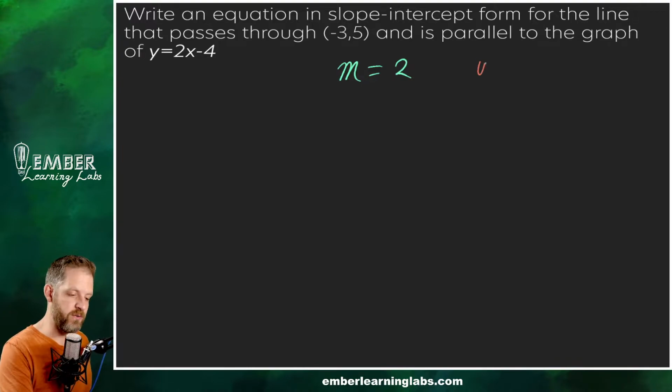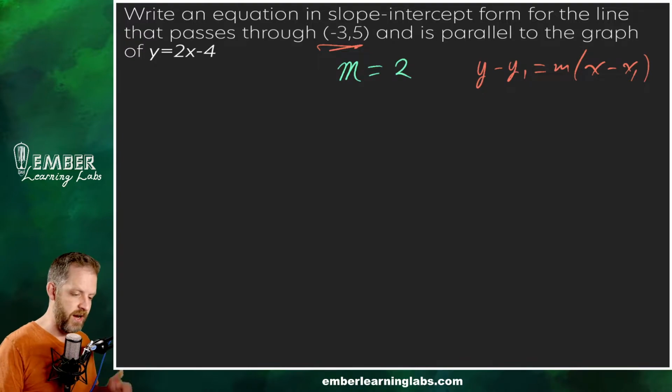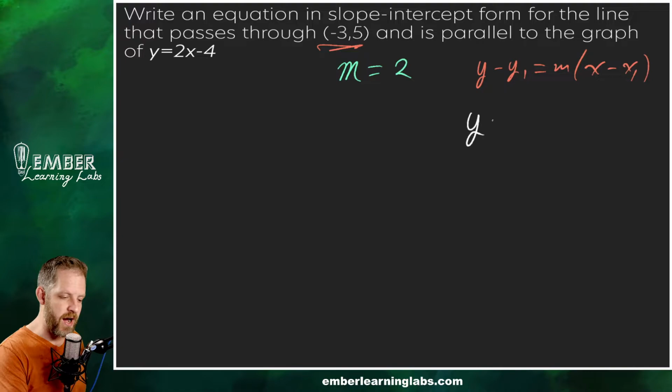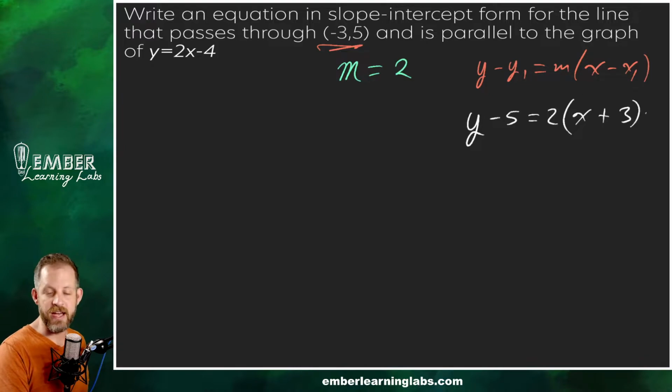Point-slope form was y minus y1 equals m times x minus x1, right? And so we're going to plug this point and the slope into this. For the y1 and x1, remember we've got to flip the signs. So it's going to be y minus 5 equals 2 times x plus 3. The signs are flipped because of these minuses. So -5 and +3.